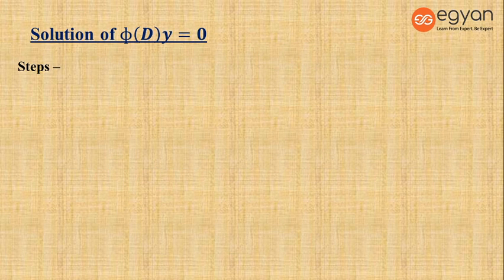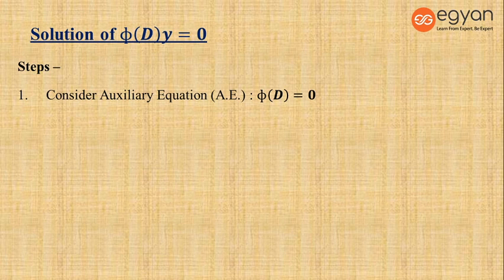Let's consider the equation phi of D into y equal to 0. Now let's study the steps to write the complementary function. The first step is to consider the auxiliary equation phi of D equal to 0. This is the first step. Just remove y only.